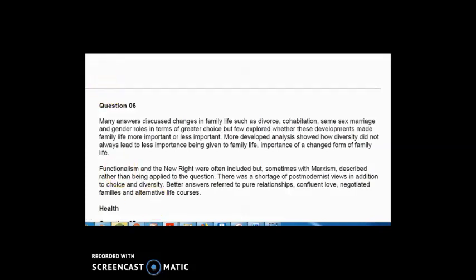So in all, this has just been a brief walkthrough of Paper 2 and also just the family section in this case. I've referred to the examiner report because I think it gives us a real insight into what you should be writing on these questions.